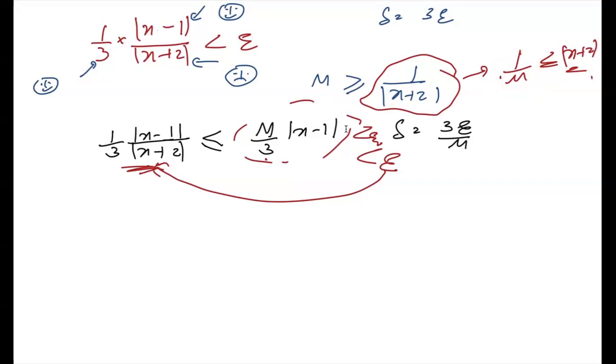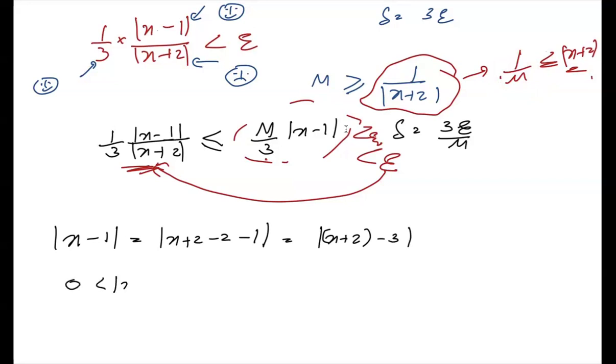Okay, to begin with, this is the only thing that we can work with. So we will write it this way: x plus 2 minus 2 minus 1, so this becomes x plus 2 minus 3. Put any value for your delta which is less than the absolute value of 3. So absolute value of 3 is 3, so I can put 1 here. And this implies the following.